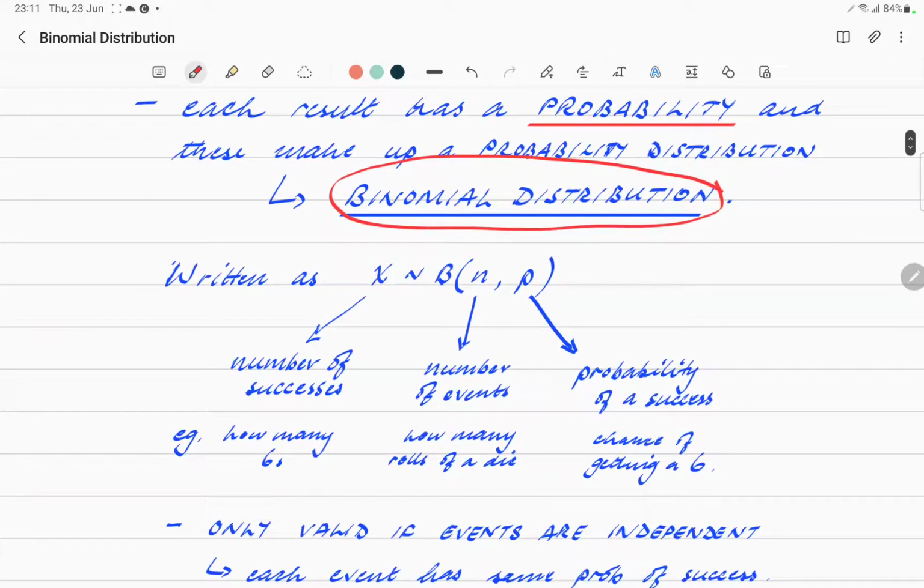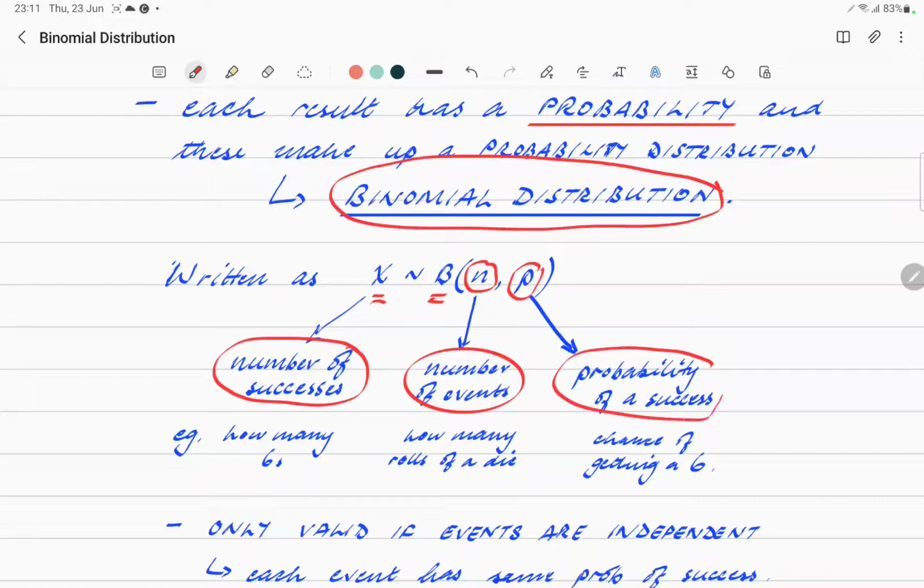That is written as X squiggle, so in other words, X is distributed binomially with two values that define what this distribution is all about, and that's n and p. The explanation for all that: X is the number of successes. The n value in the brackets is the number of events, in other words, the number of times you're repeating the event. And p is the probability of success.